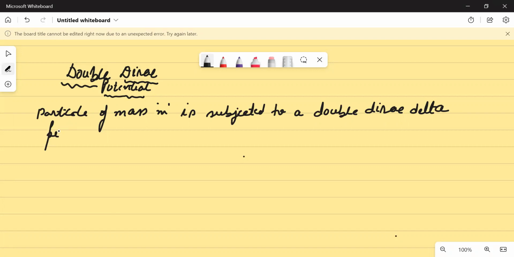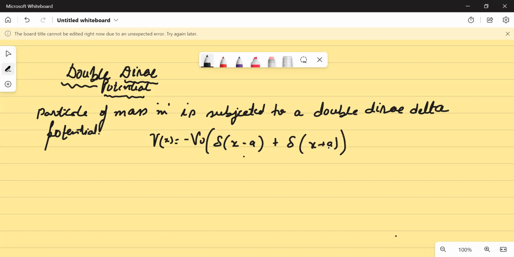So if it is subjected to a double Dirac delta potential, and I gave this potential in a manner that the Dirac delta functions are located at x equals plus a and x equals minus a. That was the case we were doing, and we were considering the bound states only. We wanted to find the number of bound states possible.